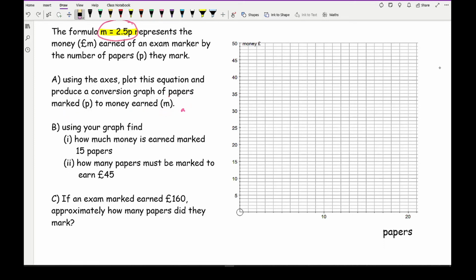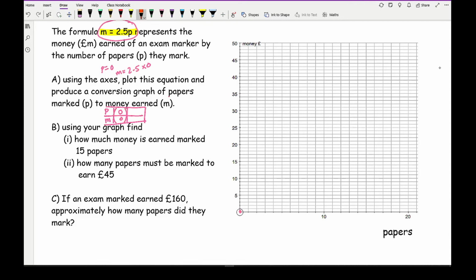So what I need to do is create a table of values. I'm going to have P, which is what I control, and that equals money. Because it's going to produce a straight line graph, I need to pick two coordinates. I'm going to start easy, so I'm going to start with 0. Again, I'm just going to make these numbers up. So when P equals 0, M is going to equal 2.5 times 0, which is 0. So that there is my first coordinate, which is 0, 0.